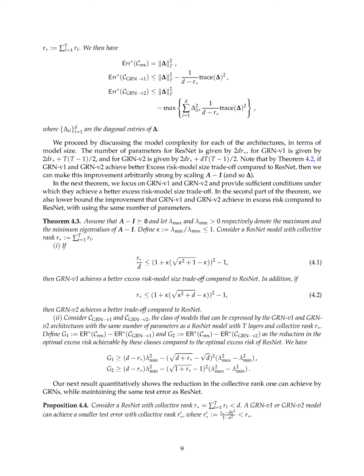Section Summary. In this section, we analyze the trade-off between test error and model complexity for various architectures, focusing on how the optimal excess risk relates to the number of parameters in linear models. We establish that GRN v1 and GRN v2 can achieve better excess risk and model size trade-offs compared to ResNet, allowing for reduced test error with fewer parameters under certain conditions.